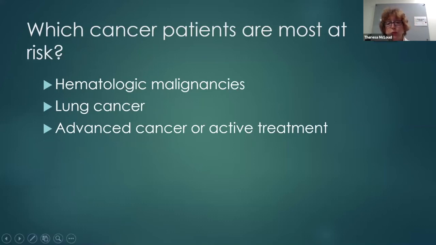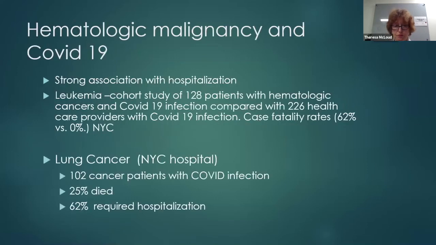Now, which cancer patients are most at risk? The prevailing evidence so far, there are two groups, those with hematologic malignancies and lung cancer. And obviously, patients who are at a very advanced stage of cancer and under active treatment. There are a couple of good studies dealing with hematologic malignancy and COVID-19. There's a strong association with hospitalization. Once these patients get COVID, they need to be hospitalized.